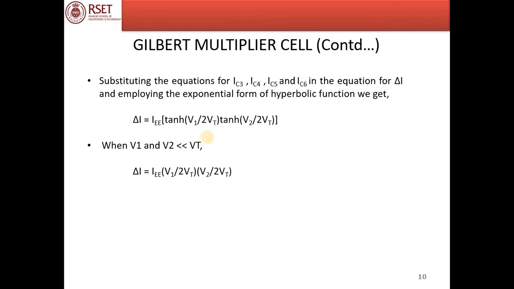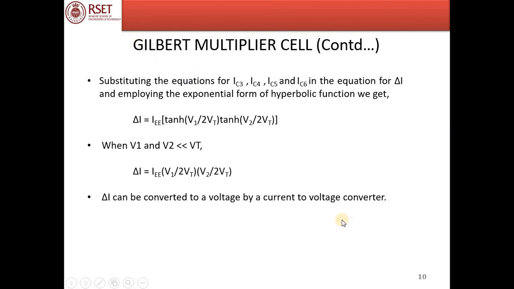So we saw that the differential output current is proportional to the product of input voltages V1 and V2. That is, delta I is proportional to the product of V1 and V2. By using a current to voltage converter, this delta I can be converted to its appropriate voltage value. The input voltage V2 is not offset by VE, and so there is no limitation of V2 to be positive. So this Gilbert multiplier cell can be used to implement a 4-quadrant multiplier.